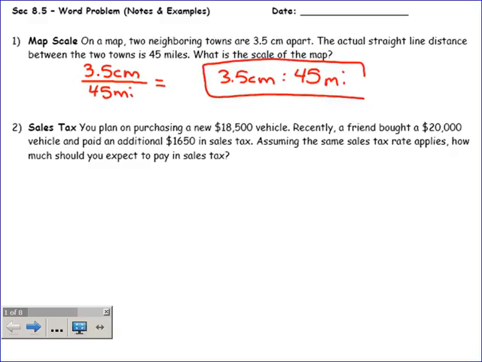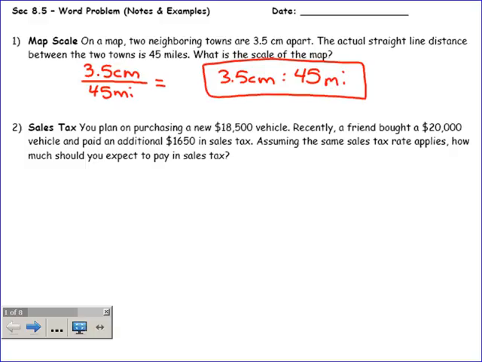Scales are always written using the ratio of something to something else. If it did simplify, since they're both divisible by 0.5, you could have probably done that, but we'll see what happens later on.